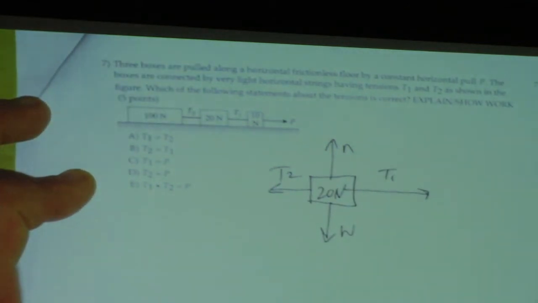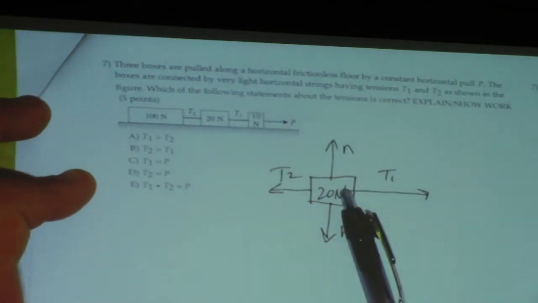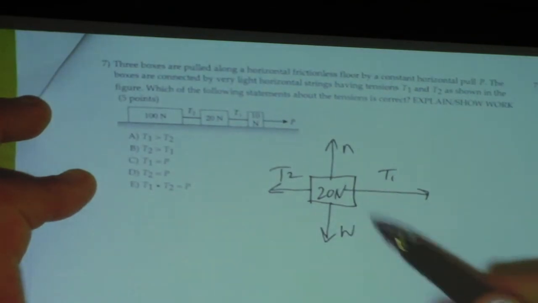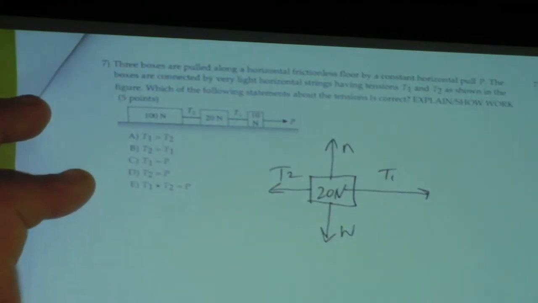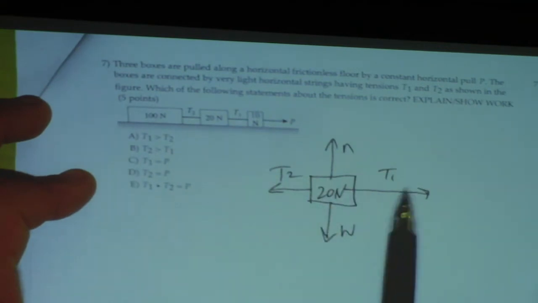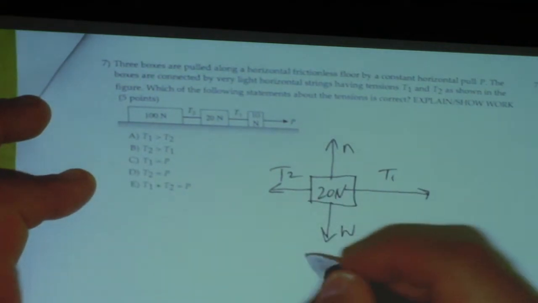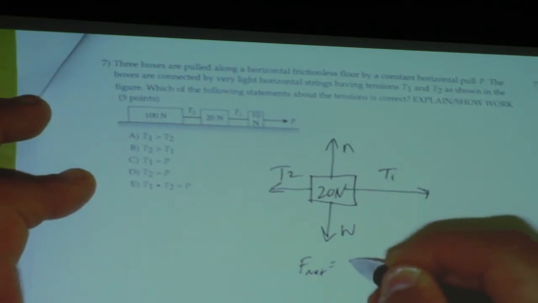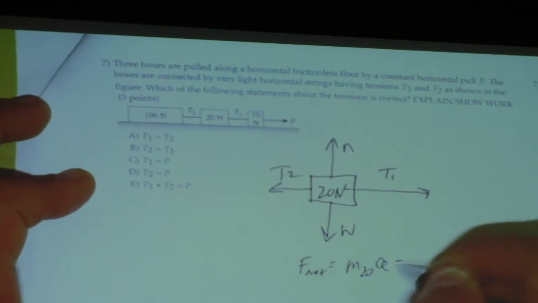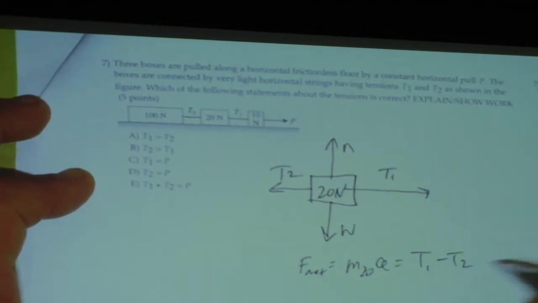It's frictionless. So this is going to be accelerating. So if this is accelerating, there has to be a net force. For there to be a net force, T1's got to be bigger than T2. If they're equal to each other, then there is no net force. But if it's accelerating, we have to have a net force. So it'd be something like net force, I'll just call this one like M20 or something like that, times the acceleration, T1 minus T2. So that shows you that T1's got to be bigger than T2 for this to actually accelerate.